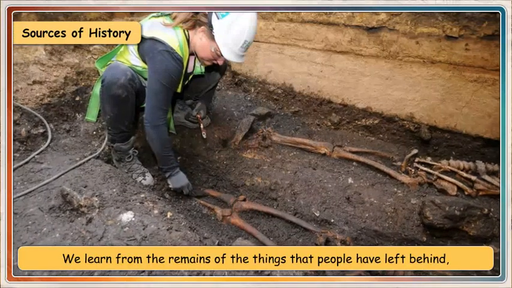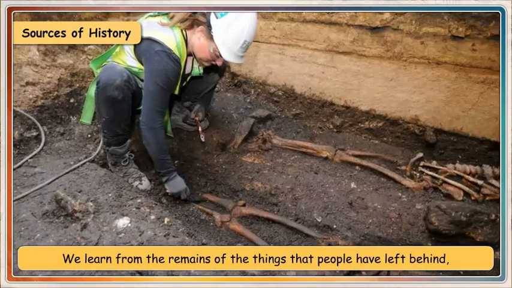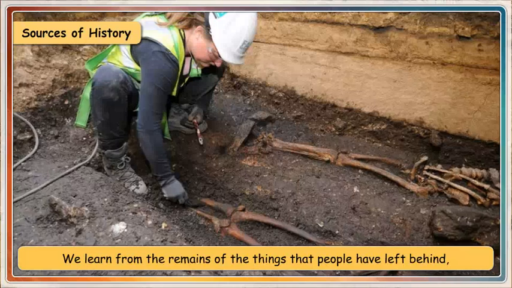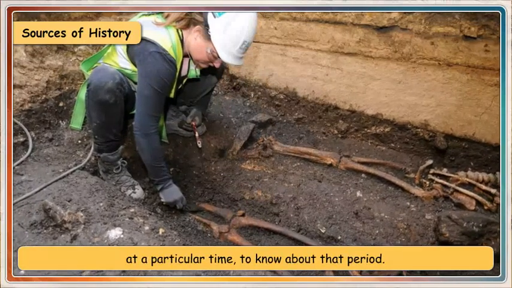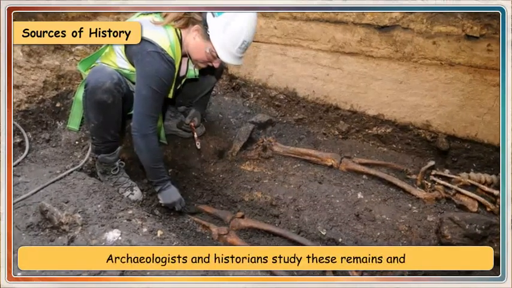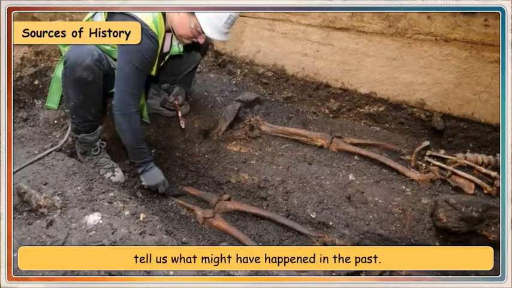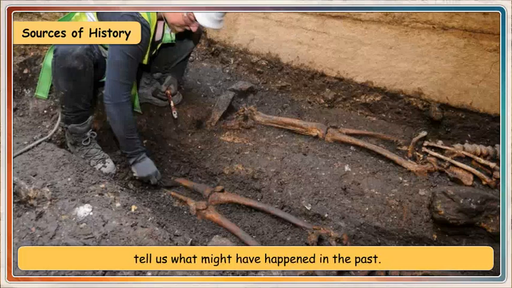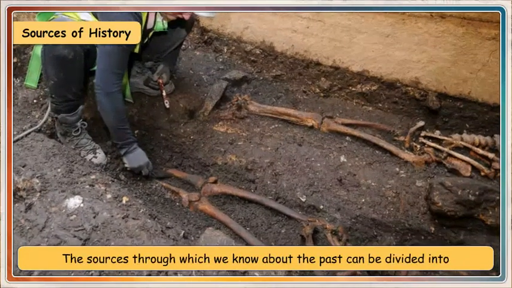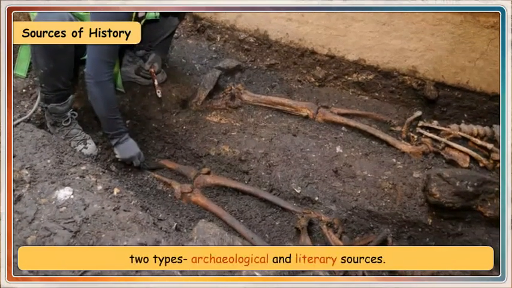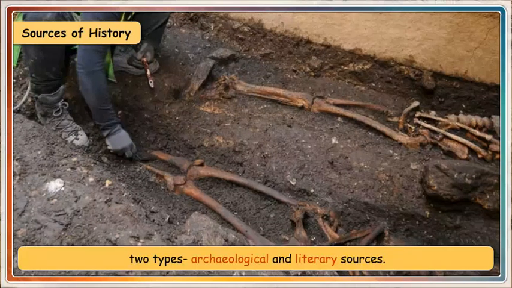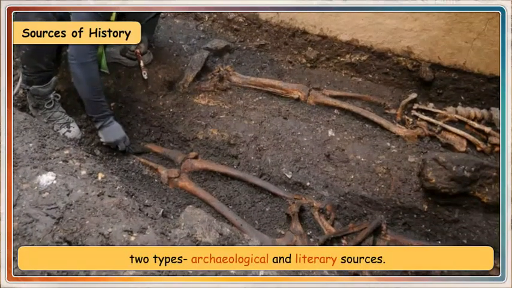Sources of history. We learn from the remains of the things that people have left behind at a particular time to know about that period. Archaeologists and historians study these remains and tell us what might have happened in the past. The sources through which we know about the past can be divided into two types: archaeological and literary sources.